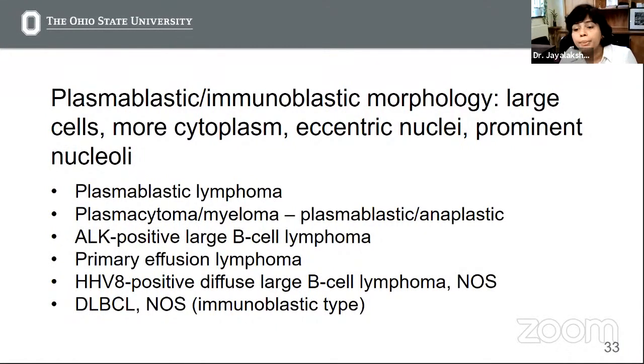Diffuse large B-cell lymphoma not otherwise specified with immunoblastic morphology is not a definitive prognostic or therapeutic subcategory, but morphologically it is distinct. And this needs to be considered as a differential diagnosis when we see a plasmablastic or immunoblastic morphology.